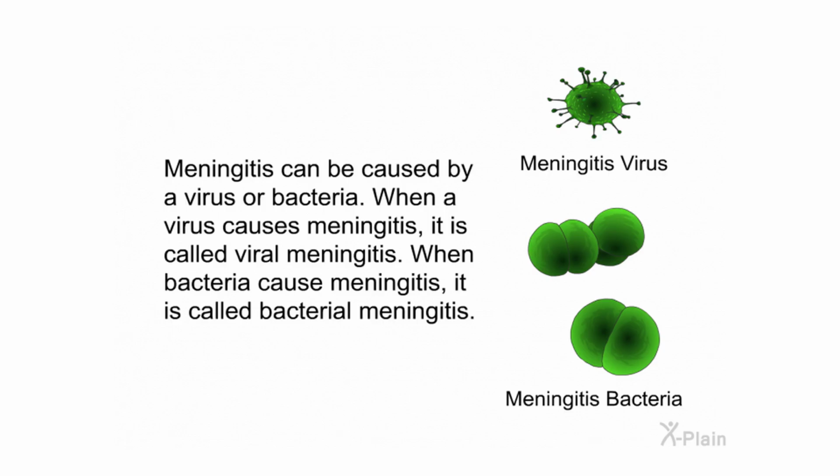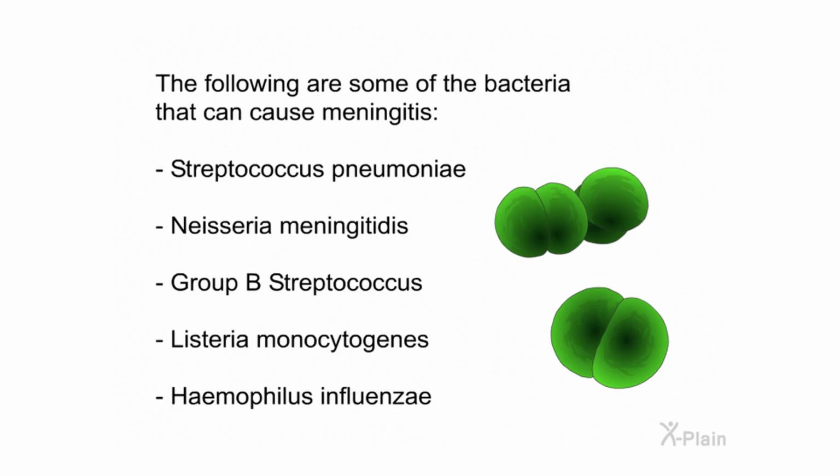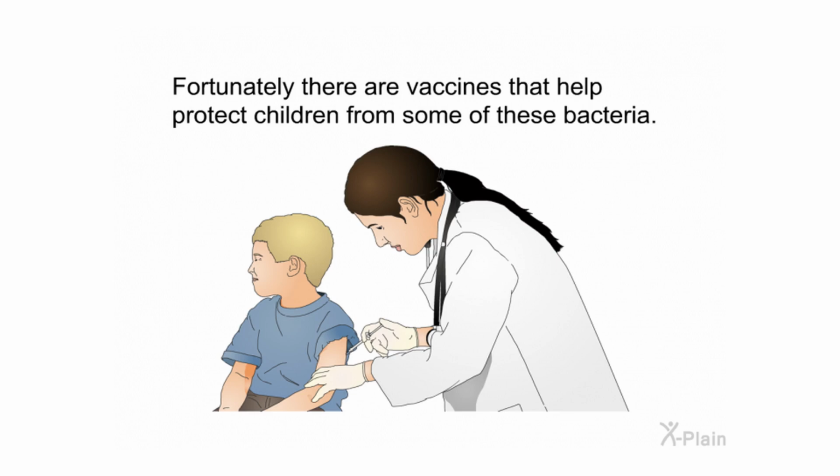Causes. Meningitis can be caused by a virus or bacteria. When a virus causes meningitis, it is called viral meningitis. When bacteria cause meningitis, it is called bacterial meningitis. The following are some of the bacteria that can cause meningitis: Streptococcus pneumoniae, Neisseria meningitidis, Group B Streptococcus, Listeria monocytogenes, Haemophilus influenzae. Fortunately, there are vaccines that help protect children from some of these bacteria.